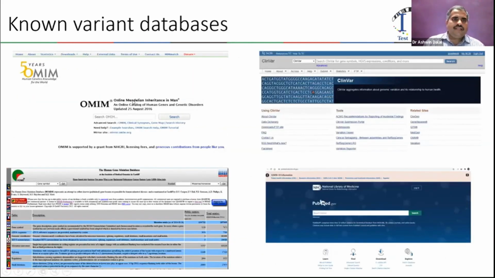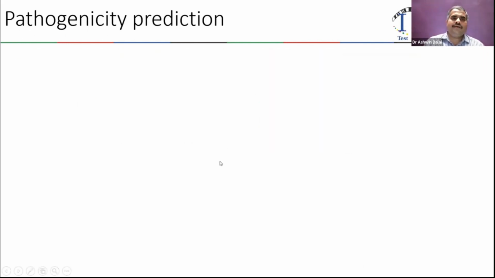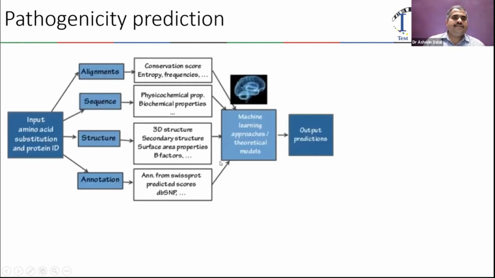interpretation. The next databases that we need are the known variant databases. These are databases which tell us where known variants in earlier patients have been described. ClinVar is a very important database here, where we can check for known variants in diseases. Similarly, OMIM, PubMed, or the paid database, the Human Gene Mutation Database, also help us to detect known variants in earlier patients.